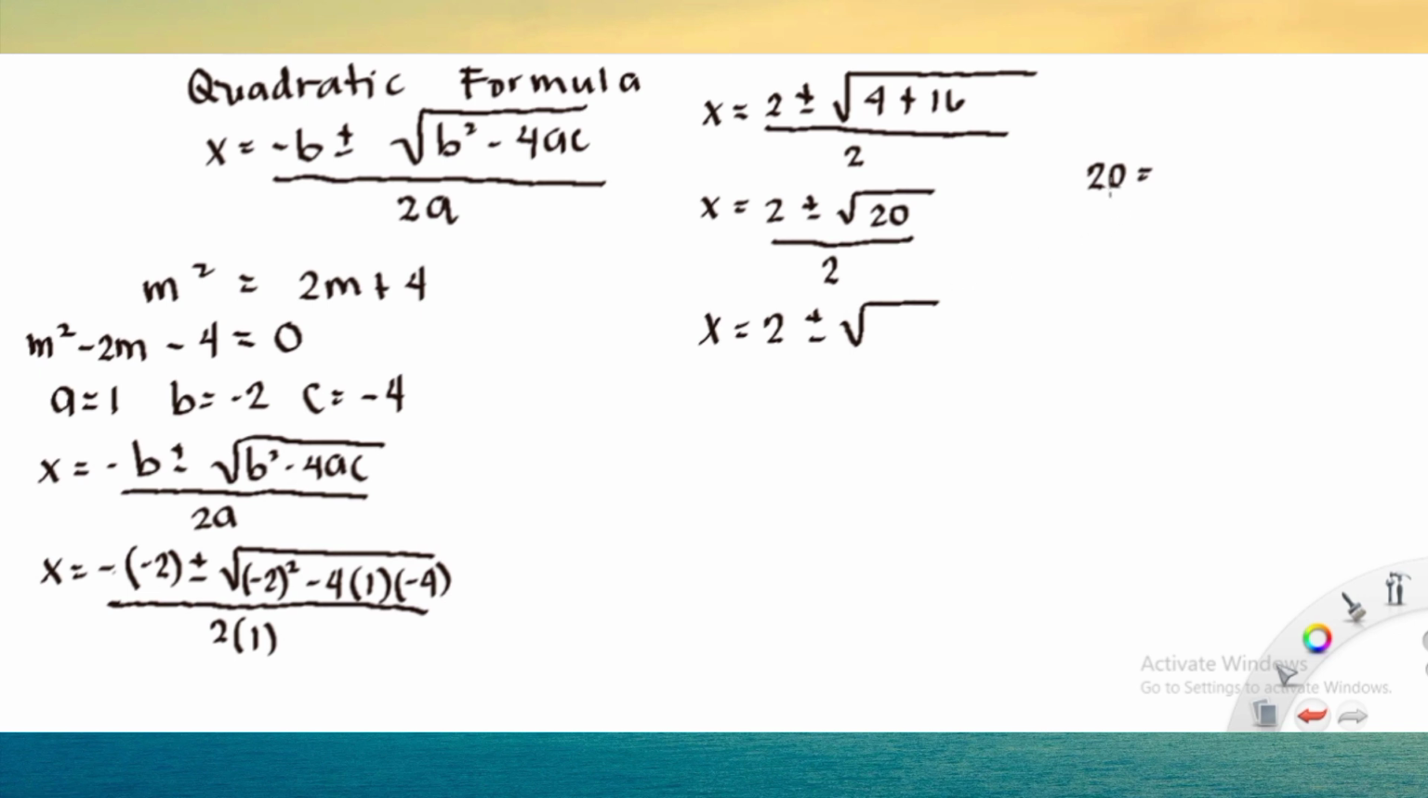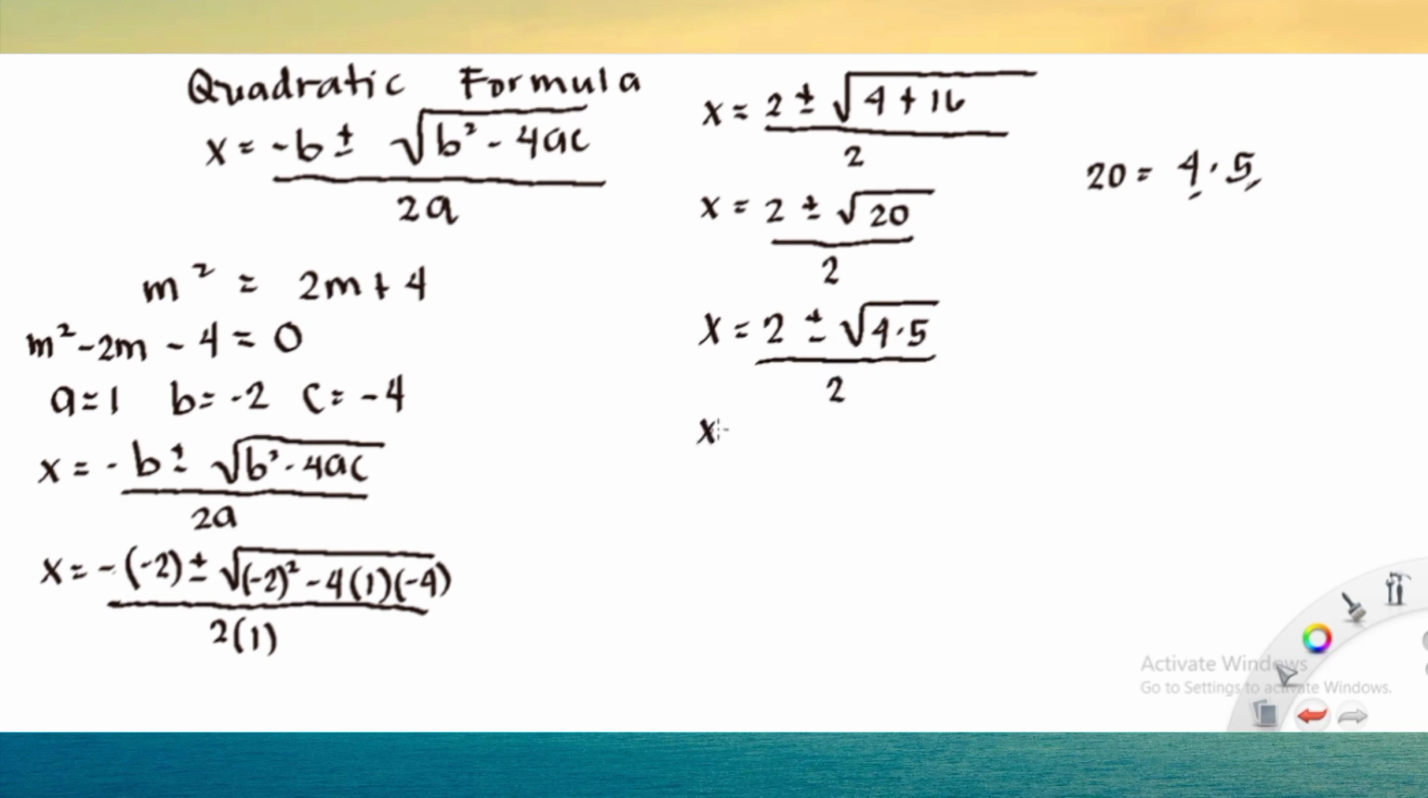So, kung mag-iisip tayo ng factors ng 20 na isa ay perfect square, maiisip natin ay 4 times 5. 4 times 5 is 20. 4 is a perfect square. Ang 5, wala na siyang factor na perfect square. So, ito ang kukunin natin. 4 times 5. Lagay natin dito sa loob. 4 times 5. All over 2.